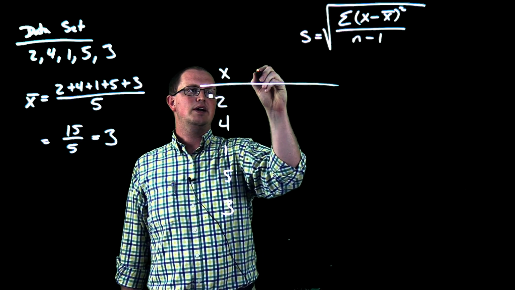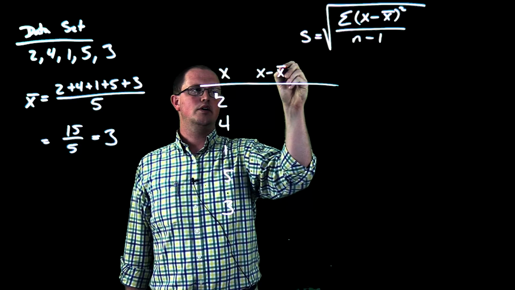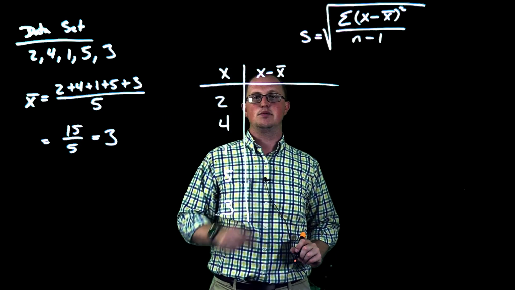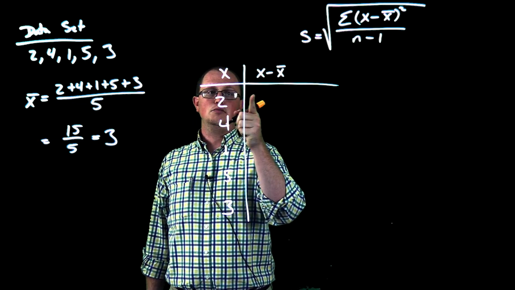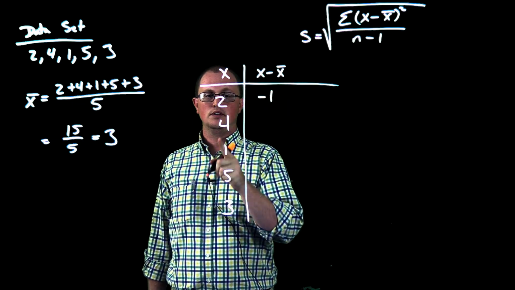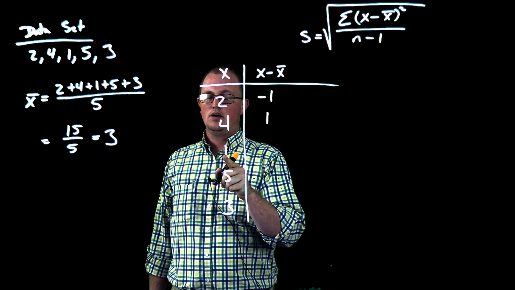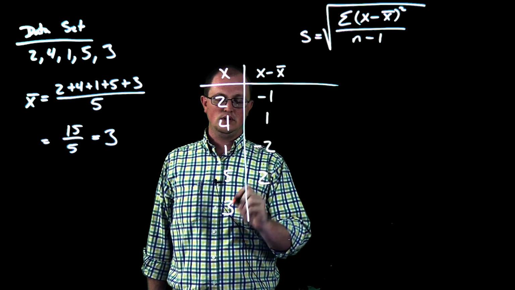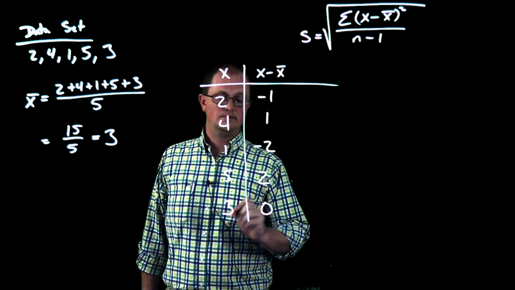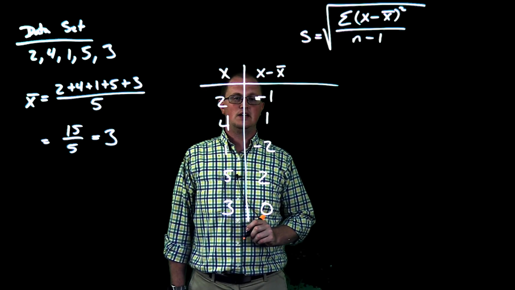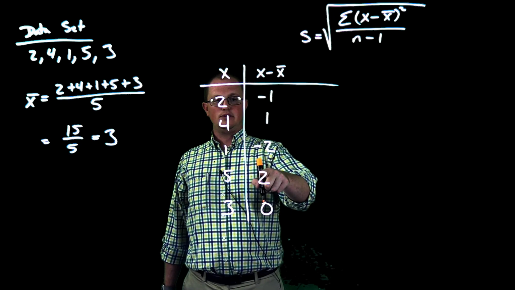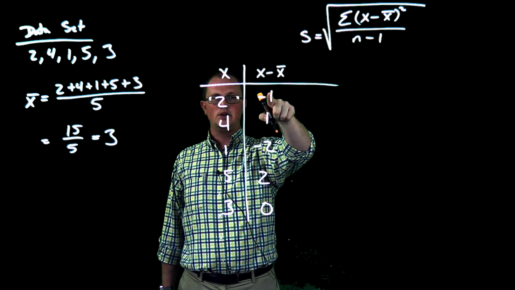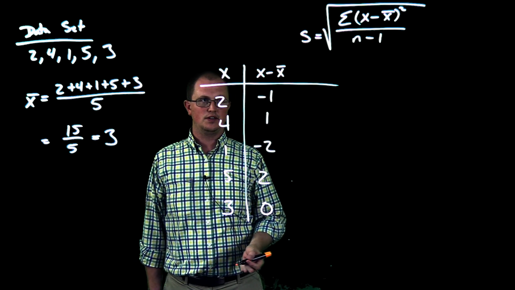And then let's look at what happens when we take x minus x bar. Right? So again, we're just asking how far away is it from the typical value. So 2 minus 3 is minus 1. 4 minus 3 is 1. 1 minus 3 is minus 2. 5 minus 3 is 2. And 3 minus 3 is 0. But if I add these up, you'll notice that the 2 and minus 2 would cancel, 1 and minus 1 would cancel, and the 0 wouldn't add anything, and we would still get a sum of 0.